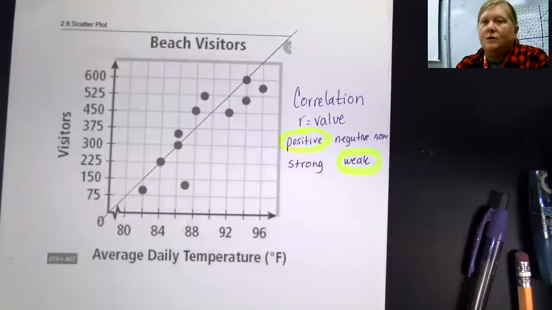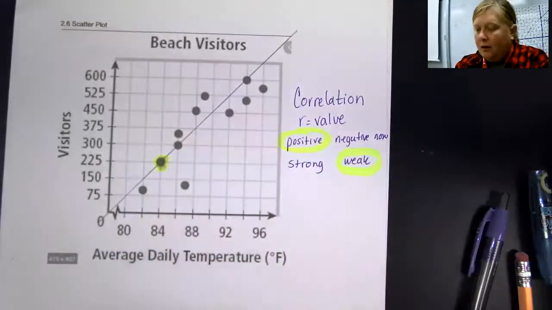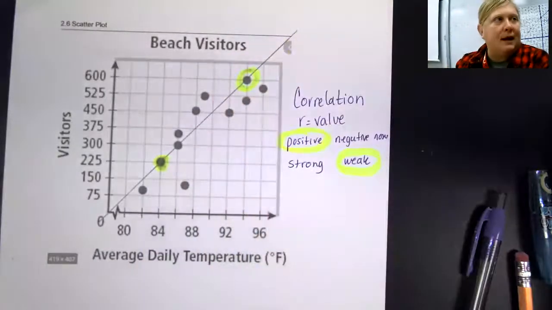All right, our next step is to calculate the line of best fit by hand. So I need you to identify just two points on the line that you're going to use to find your slope. I'm going to use this one, and I'd like you to circle them on your graph. And I'm actually going to use this one up top.